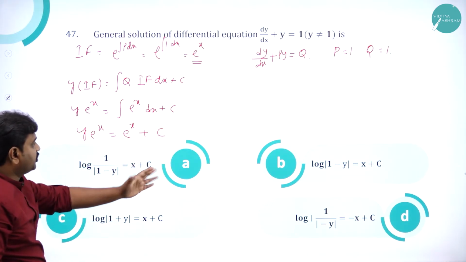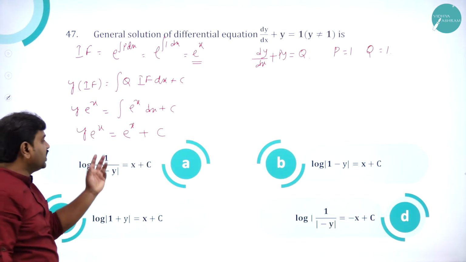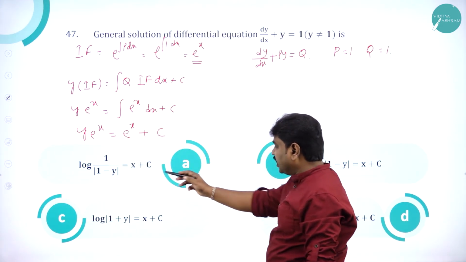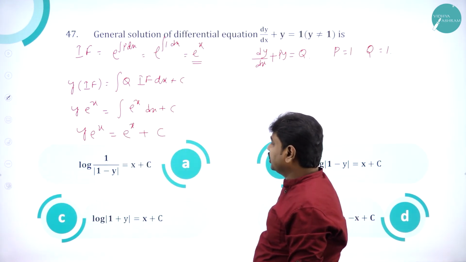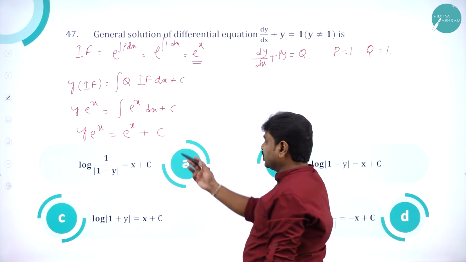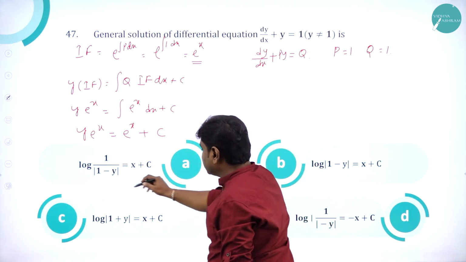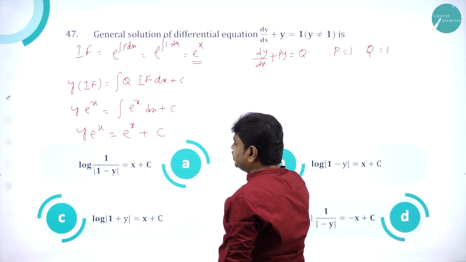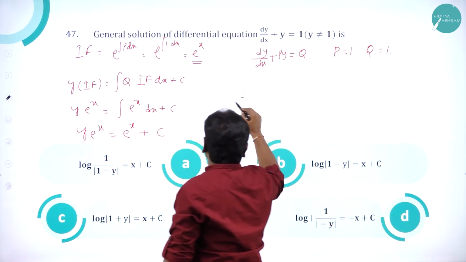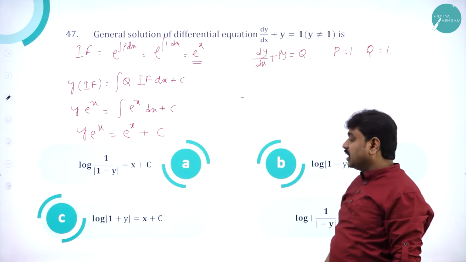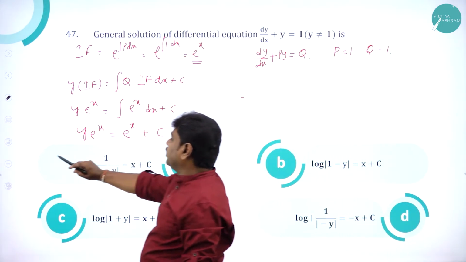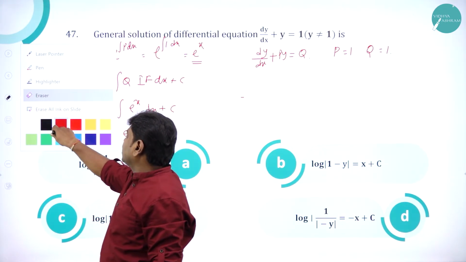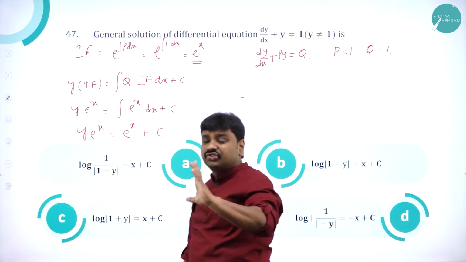Now, observe the options. No option matches, so rearrange. They made x the subject, so we will simplify this. Take 1 minus y, you can see 1 minus y here. I will rearrange so that the options match. I got the answer, but no answer matches with this. Answers are in logarithmic form, so we will convert this to logarithmic form.